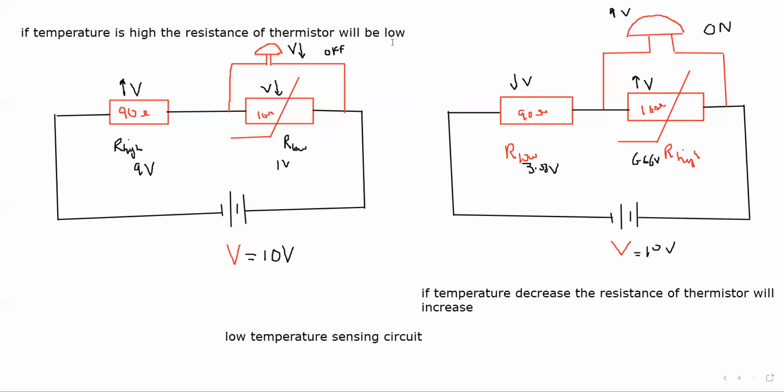And if I want to make a high temperature sensing circuit, simply what I have to do is change the position of the buzzer and place the buzzer across the fixed resistor. Because when I place the buzzer across a fixed resistor, under what condition will it work? So this is a fixed resistor and thermistor. This time I connect a buzzer next to the fixed resistor.